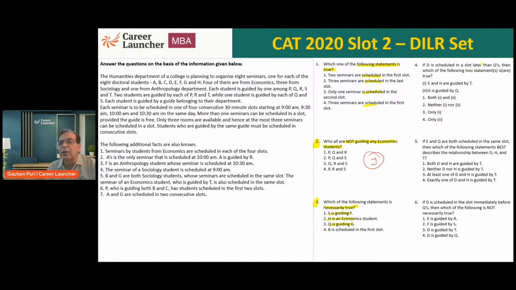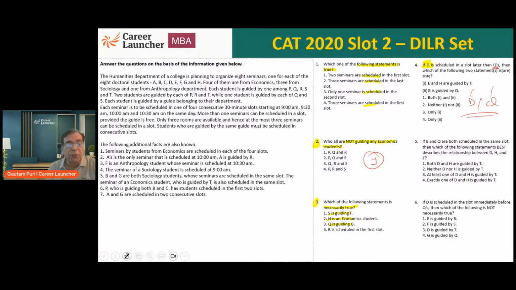Question 4. If D is scheduled in a slot, that means we will not be able to complete the table. And definitely we will not know in which slot D is scheduled, because it says if D is scheduled in a slot later than Q. That means for both D and Q, I will not know when they are scheduled. Secondly, D is not guided by Q. Q is a faculty, D is a student. And if D is scheduled at a time later than Q, that means D and Q are not connected to each other. These are from different departments.